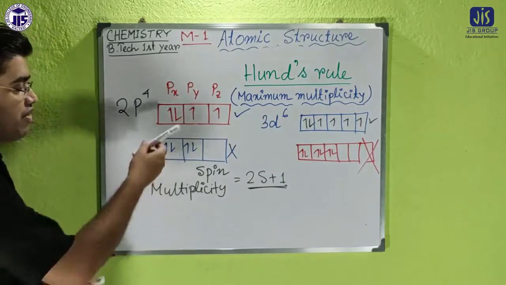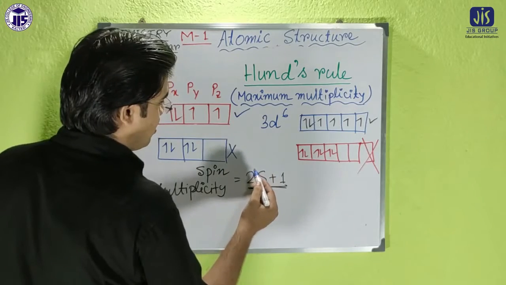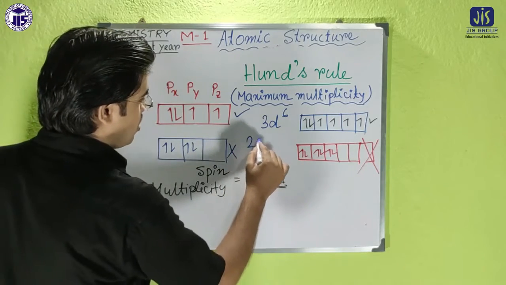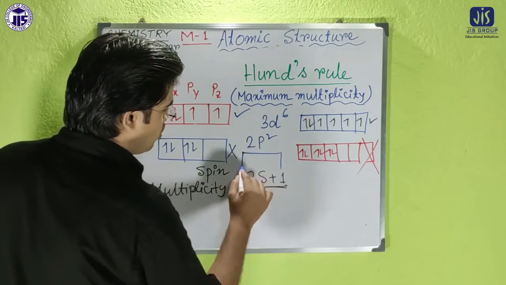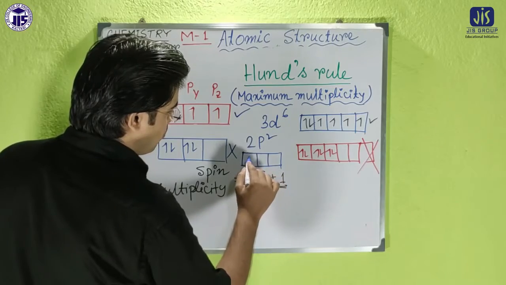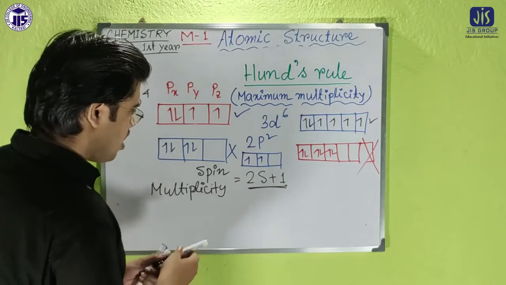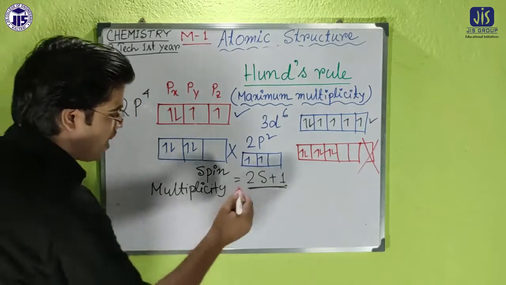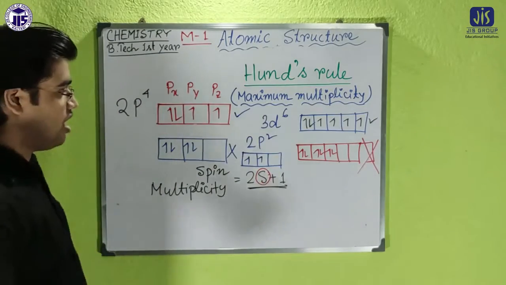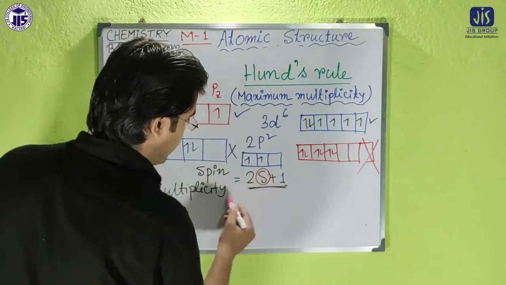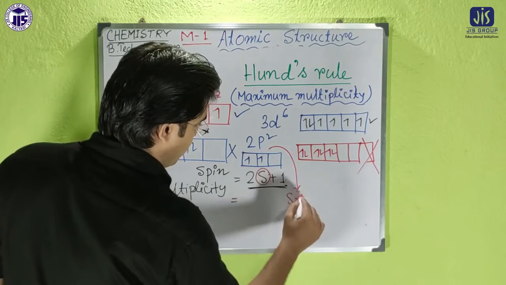I can give you an example for that case. For a general case, like 2p2, for any example, 2p2. If we draw 2p2 like this, one and one. For the first case, I can put the values of S. What is S? S is the total spin quantum number value. In this case, for both electrons, S equals plus half.